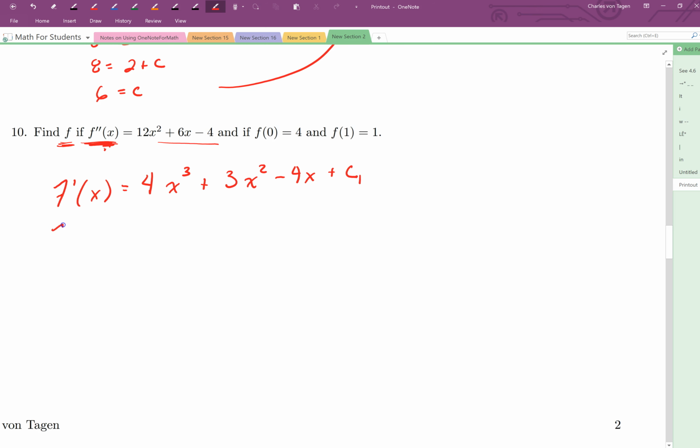So now I'm ready to find f of x, the original function. So we start out with the second derivative. We took the antiderivative to get to f prime. Now we're going to take the antiderivative again to get to f. So here I'm going to again apply the power rule. I'll add 1 to the exponent. I get x to the fourth. Divide this term by the new exponent. 4 divided by 4 gives me 1. Plus x cubed minus 2x squared plus, and then I'm interested in this part right here.